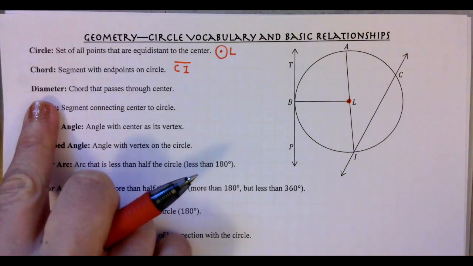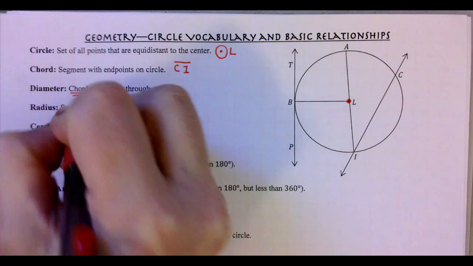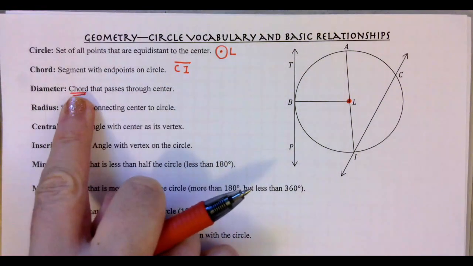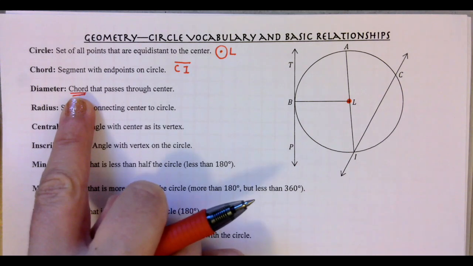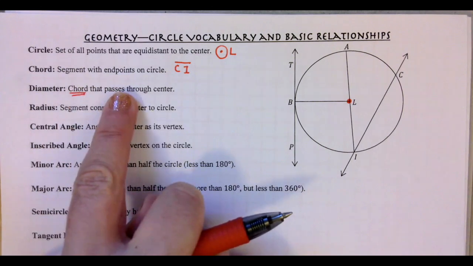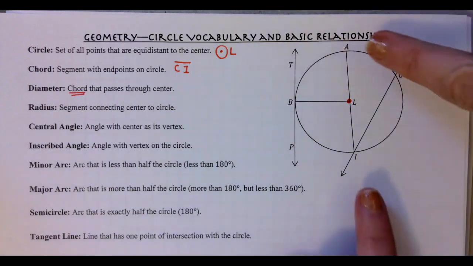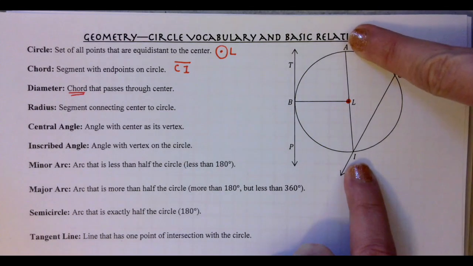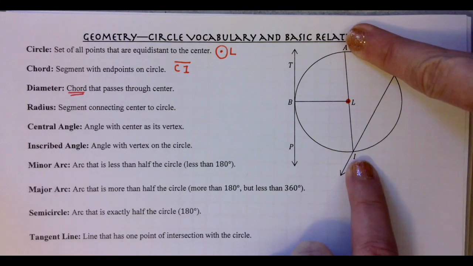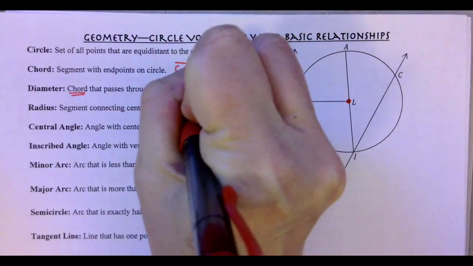Okay, our diameter here is also a chord. So we start by saying it's a type of chord, a segment with endpoints on the circle, but it's the longest chord that we can draw inside of any circle because it passes through the center. So if I look at a chord that passes through the center, that must be this segment right here from A to I because it passes through point L. So it's the longest chord that we can draw inside of any circle. It splits our circle perfectly into two congruent half circles. All right, so my example here is AI.